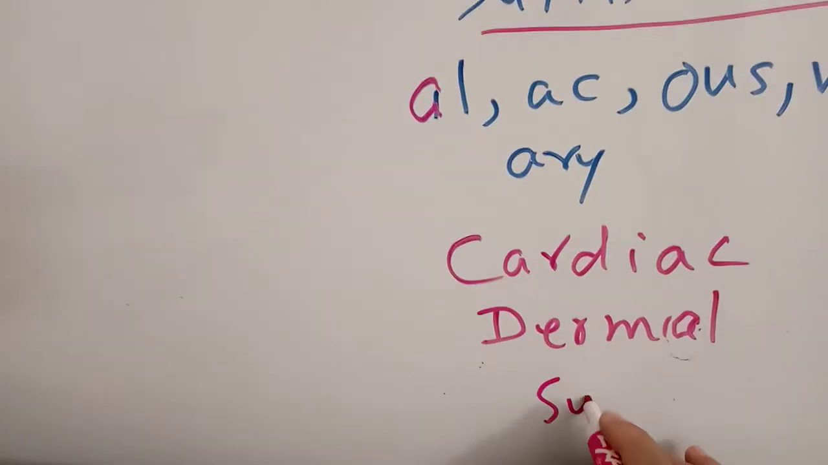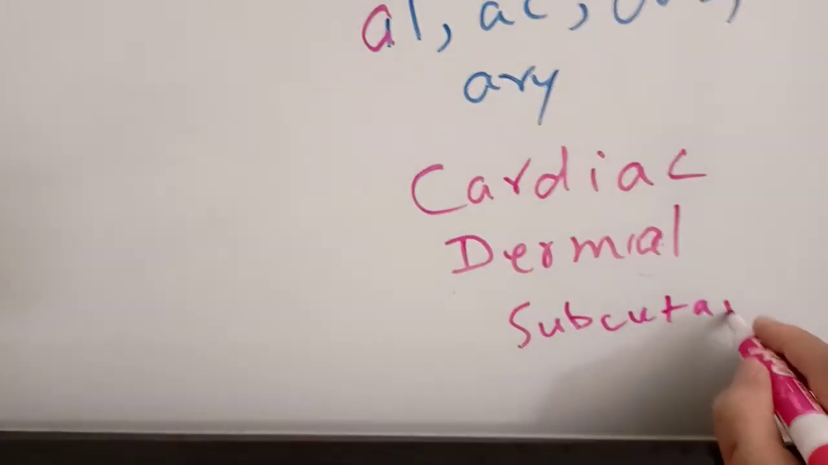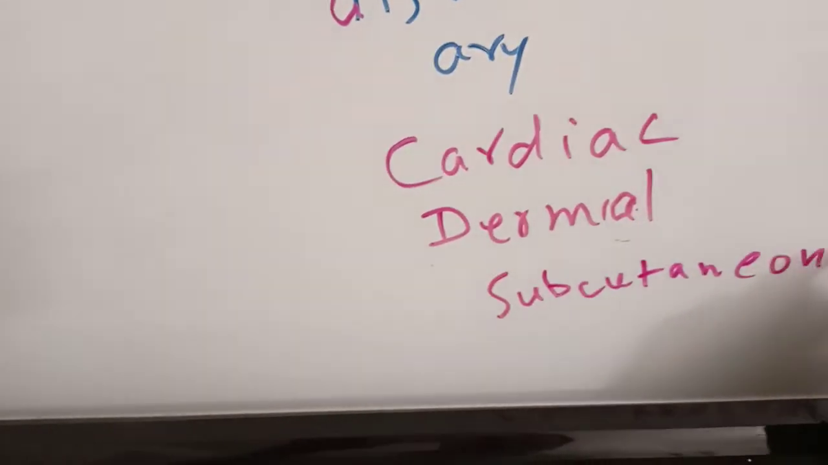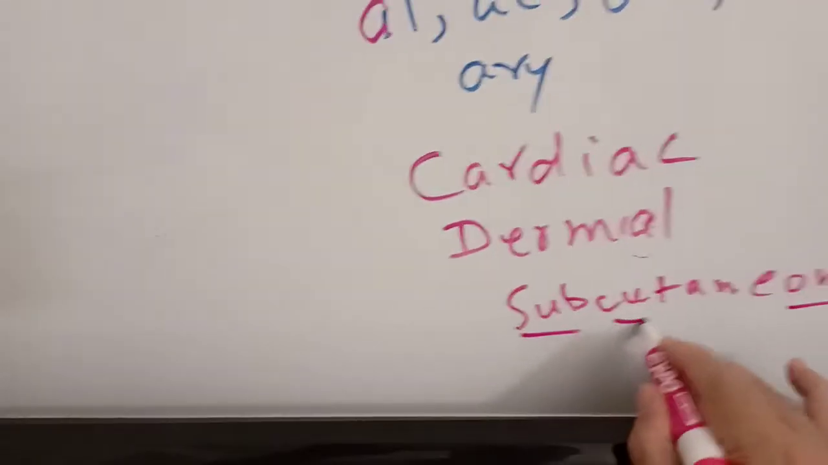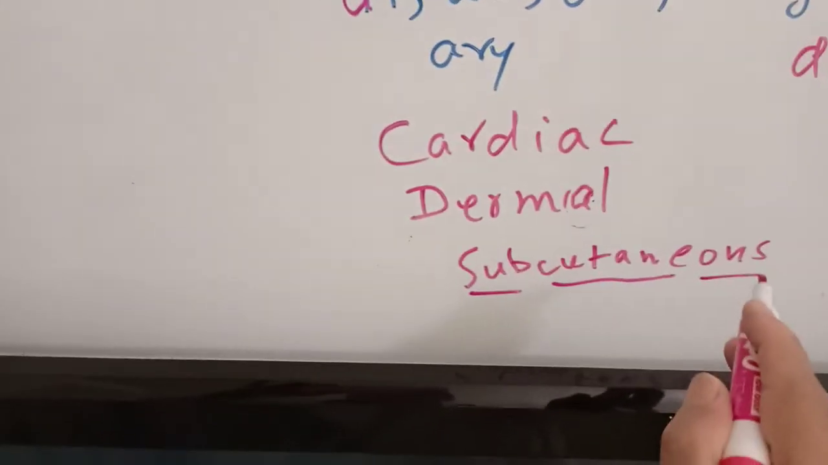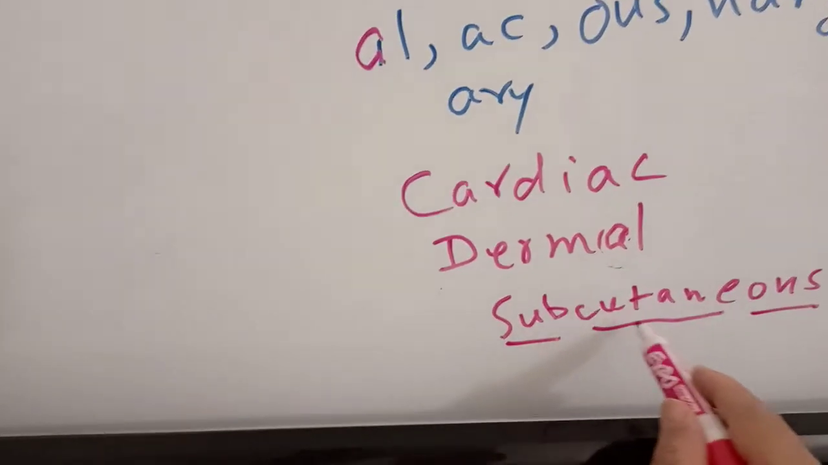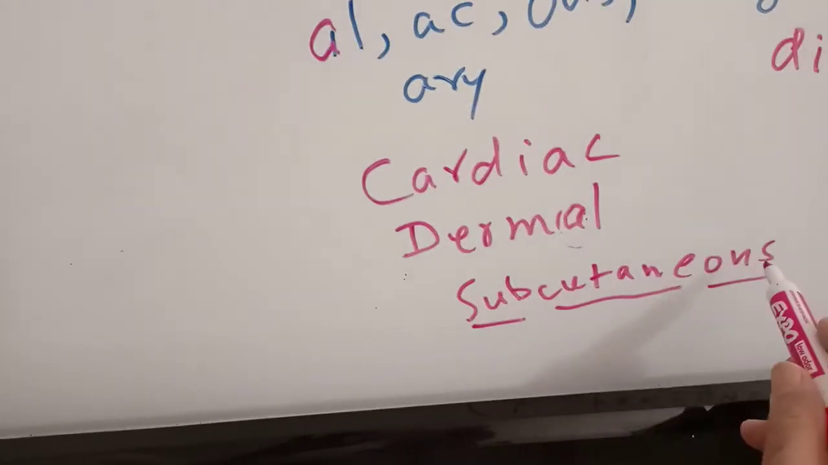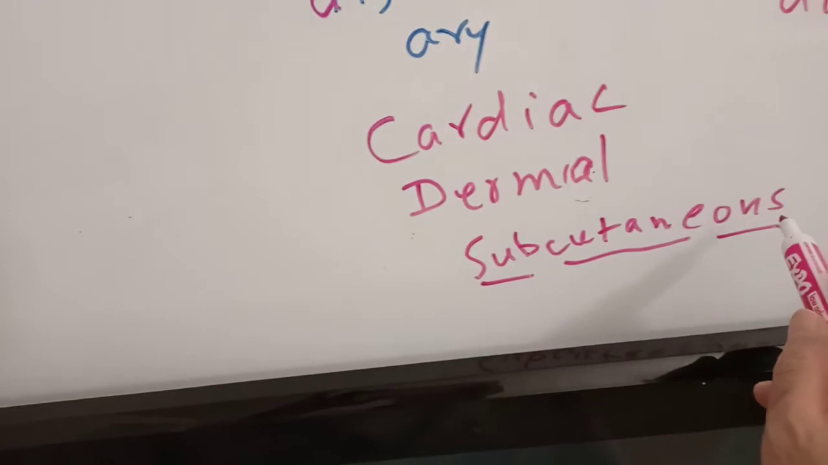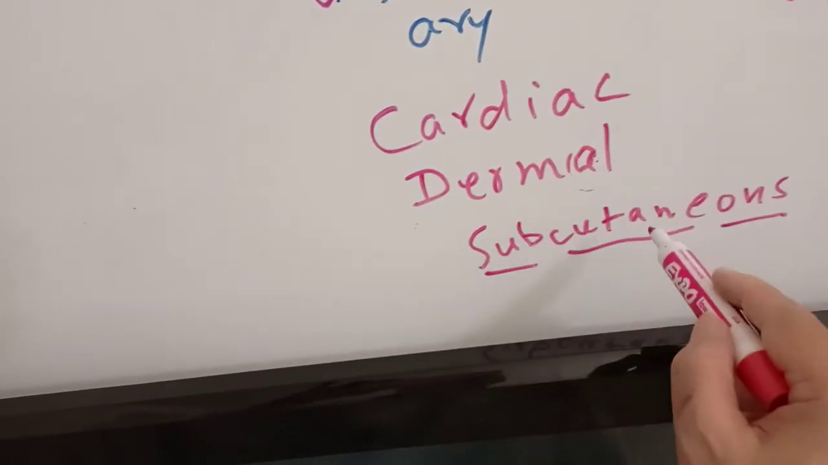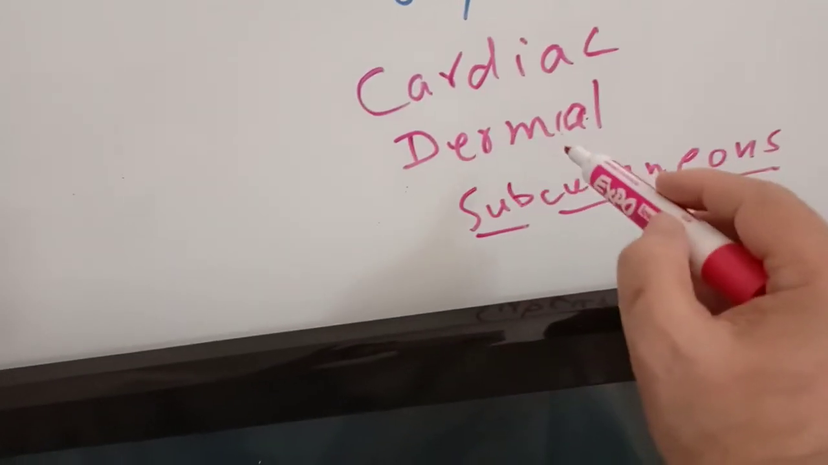Subcutaneous. Us means pertaining to, sub means under, cutane means skin. So, pertaining to under the skin. Cardiac, pertaining to heart. Dermal, pertaining to skin.